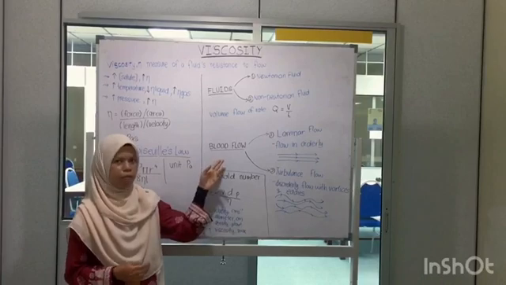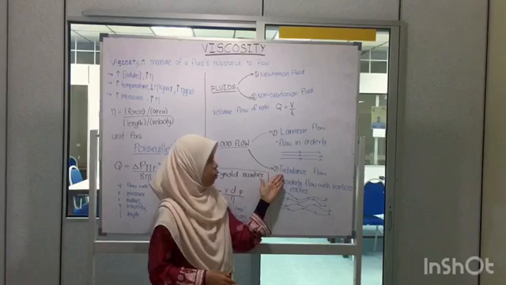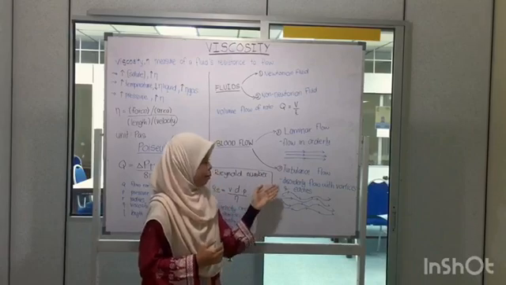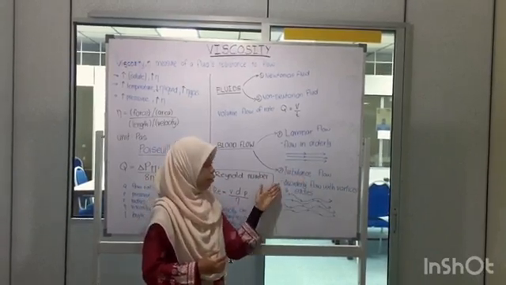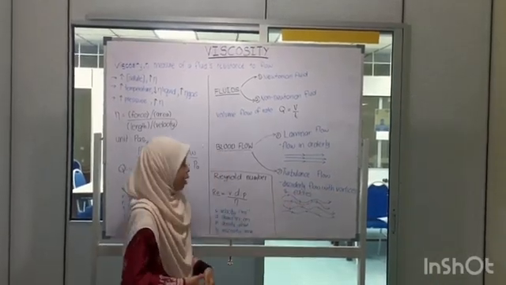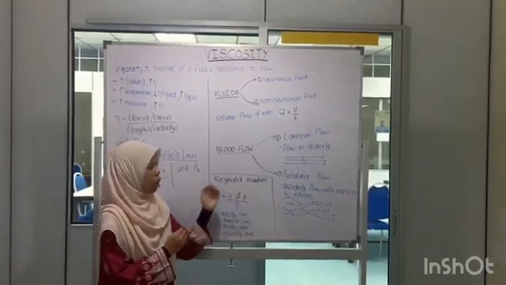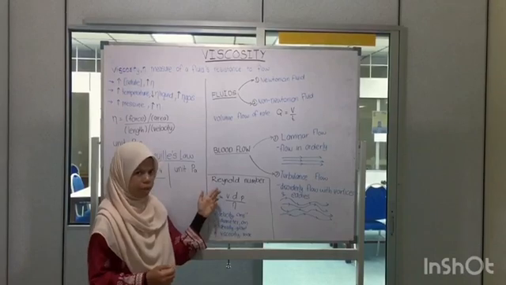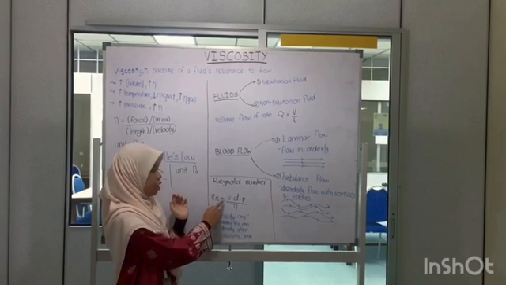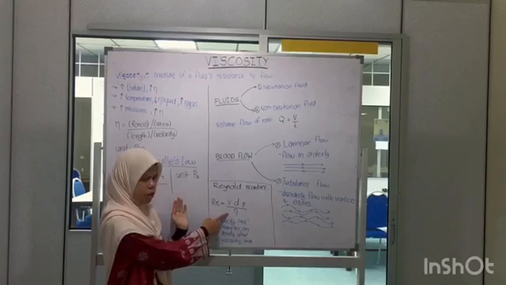Next, we move to blood flow. We have two types of blood flow, which are laminar flow and turbulent flow. Laminar flow means that the fluid flows in an orderly manner, but in turbulent flow, the fluid moves in a disorderly way with vortices and eddies. To determine whether the fluid is laminar flow or turbulent flow, we use the Reynolds number. The equation for Reynolds number is Re equal to V times D times rho divided by viscosity.